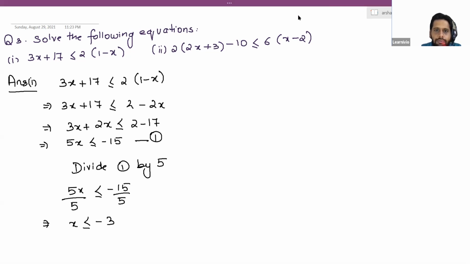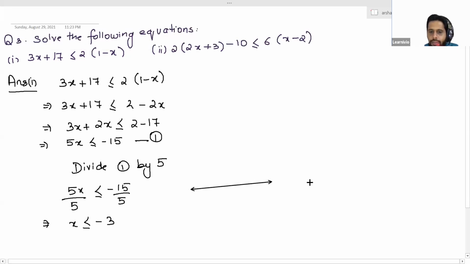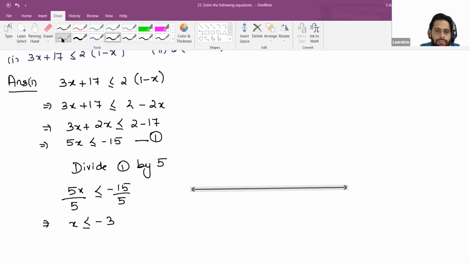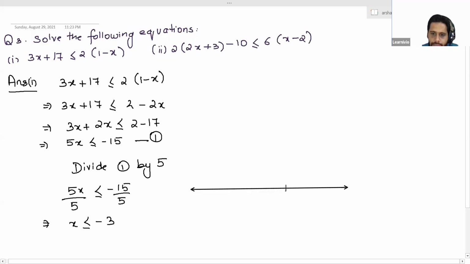Now, this is a number line. We will represent this solution on the number line. First we will write 0. And this is 1, this is 2. This is minus 1, this is minus 2. And this is minus 3, minus 4, minus 5, and so on. And this is minus infinite. This is plus infinite.